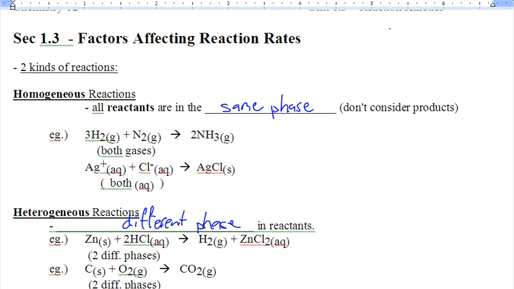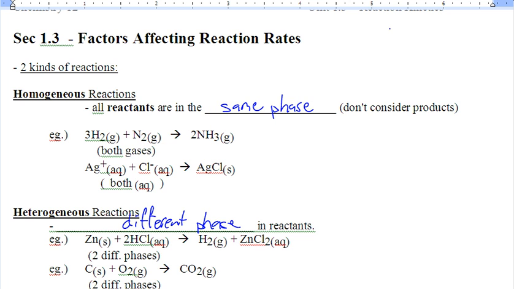Section 3, very short, direct continuation of 1 and 2. Why can we make things go faster? Why can we make things go slower? And when I mean things, I mean reactions. Some reactions are very, very quick. Some reactions are very, very slow.